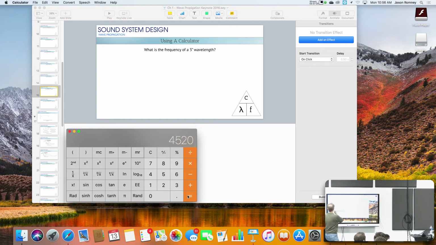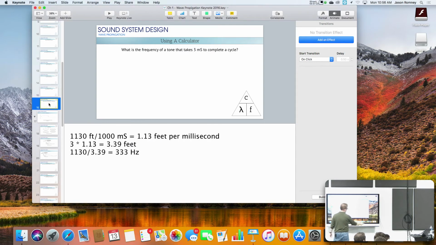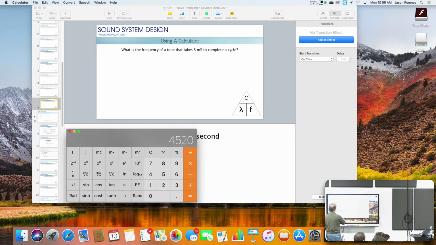Okay, I got one more of these, looks like. It's a riff on the other one before, which is what is the frequency of a sound that takes 3 milliseconds to complete a cycle?